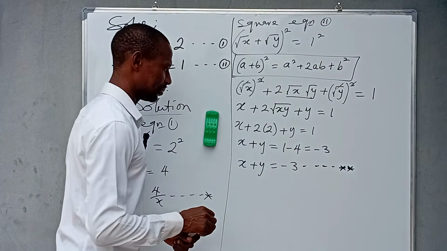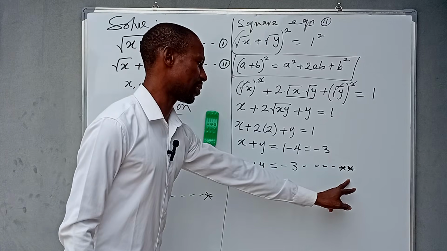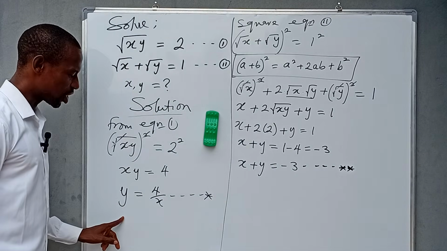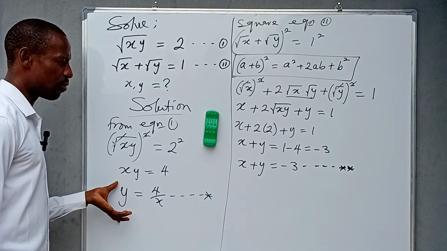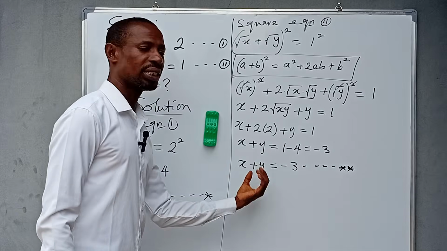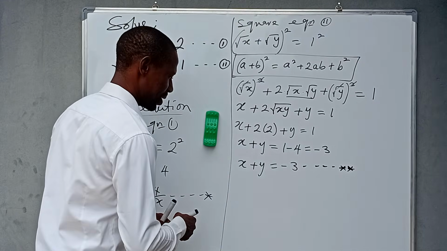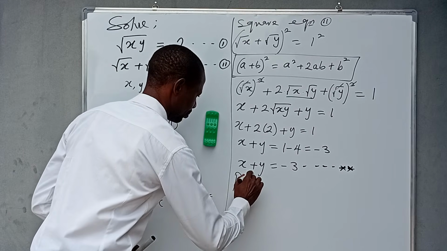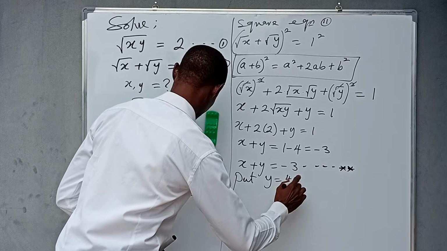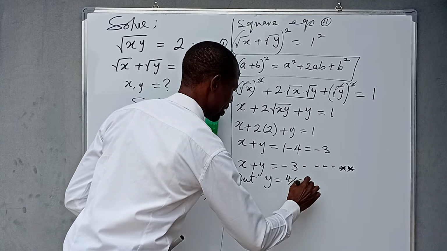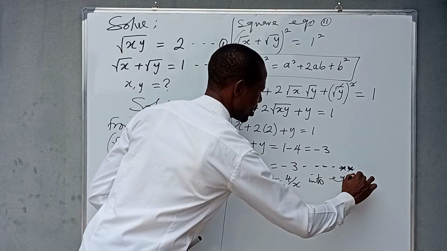Now let's check carefully here. We have our equation star and our equation star star. We succeeded in making y the subject of the formula in equation star. So we want to put the value of y anywhere we see y in equation star star. So substituting, let's put y equal to 4 over x into equation star star.